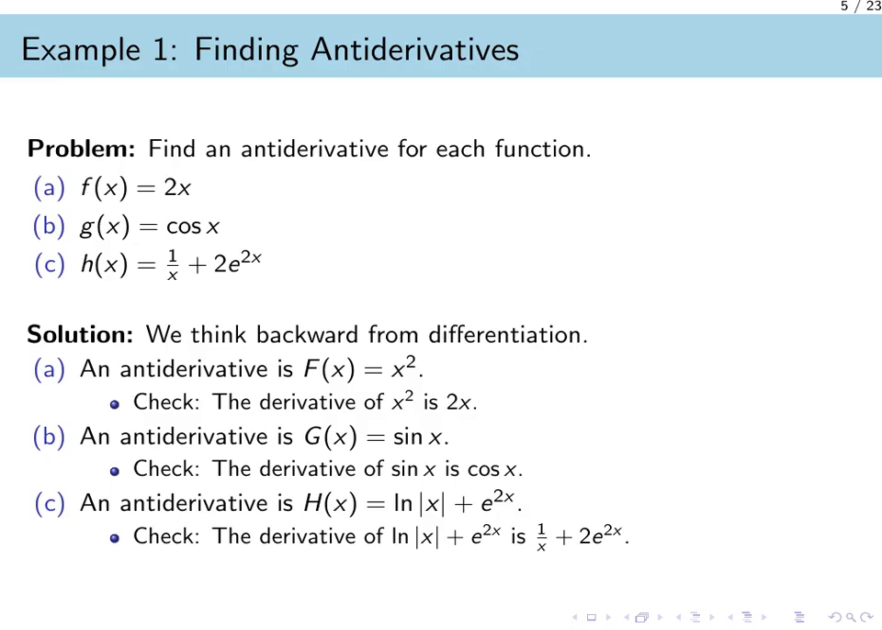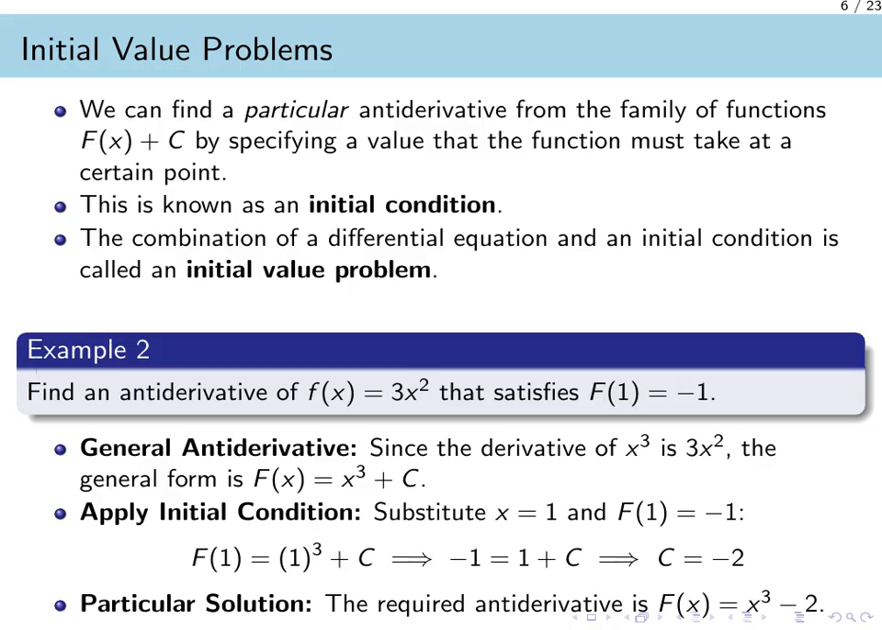Since the derivative of sine of x is cosine of x, an antiderivative for cosine of x is sine of x. This even works for more complex functions, like 1 over x plus 2 times e to the power of 2x, whose antiderivative is the natural log of the absolute value of x plus e to the power of 2x. The essential takeaway is that you can always confirm your answer by differentiating it to see if you get the original function back.